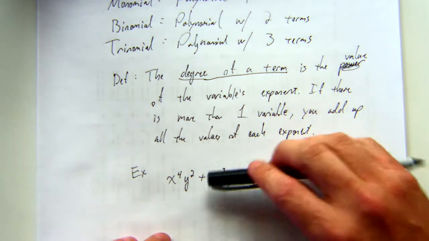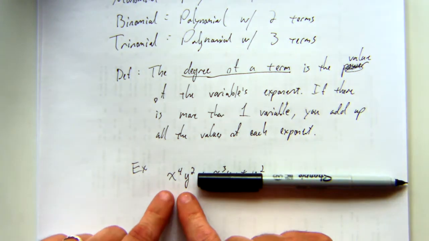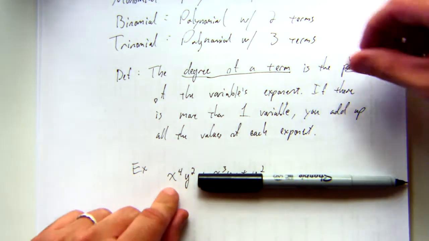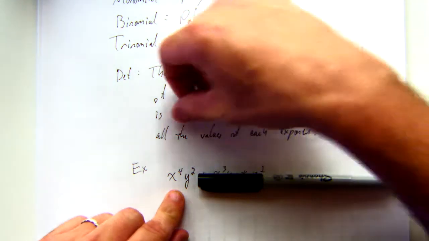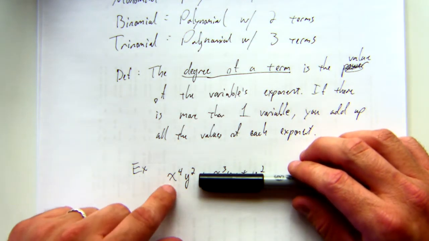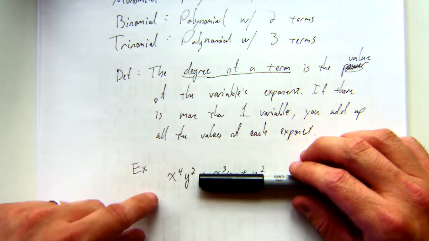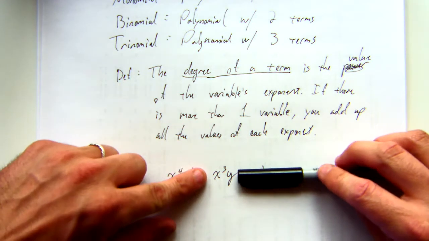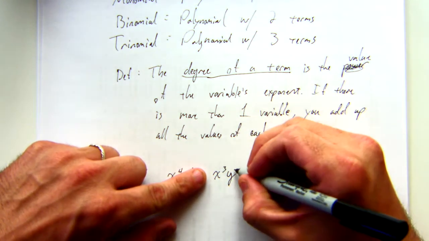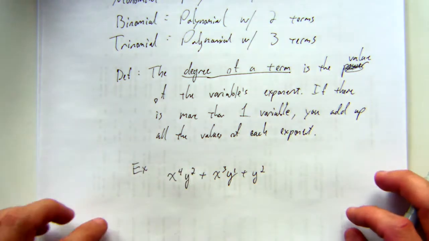But then let's look at the first term. Now, how many variables are in this term? There's 2 variables, right? So in your definition, if there's more than one variable, you have to add up all the values of each exponent. So what's the degree for this term? 4 plus 2 is 6. What's the degree for the middle term? 3 plus, this variable doesn't have an exponent on it. We assume it to be 1. 3 plus 1 is 4.